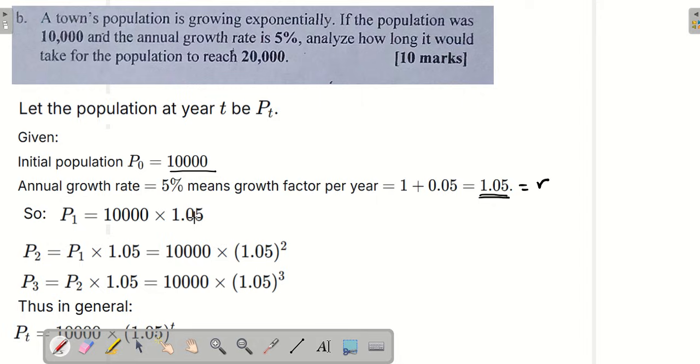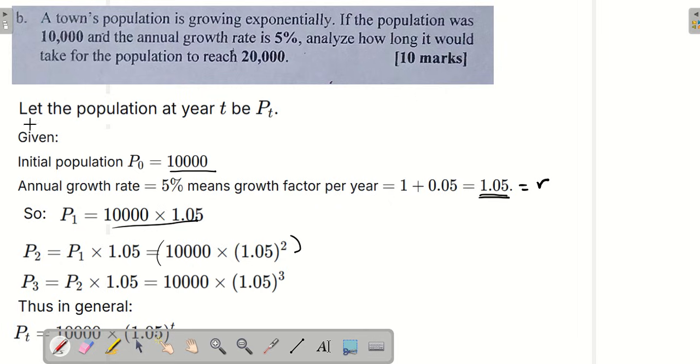So you multiply this by this, and whatever you get here, you also multiply it by still the common ratio, which is R. So here becomes 1.05 squared. Then you also multiply whatever you get here by 1.05 to get P3. So here becomes 1.05 cubed. So it goes on and on.